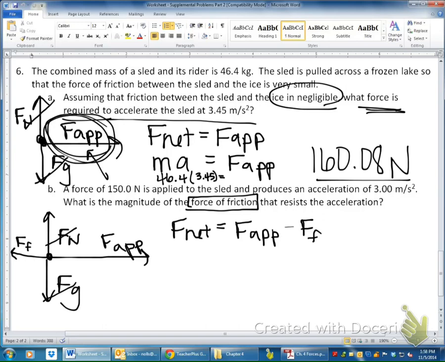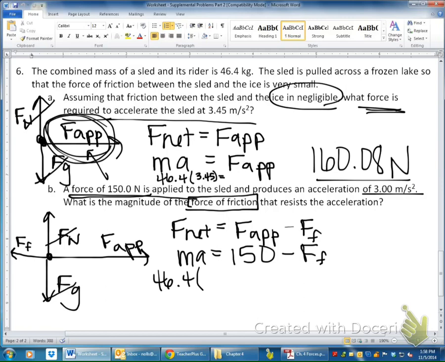Okay, so now we can do our substitutions. We know the net force is also equal to what? Mass times acceleration. We're solving for the frictional force. Do we know the applied force? Yes. What is it? 150. We're going to solve for that frictional force. We know our mass because it's the same sled, so it's 46.4. And we know our acceleration because they gave it to us right here. So now we just do our simple algebra to solve for the force of friction.